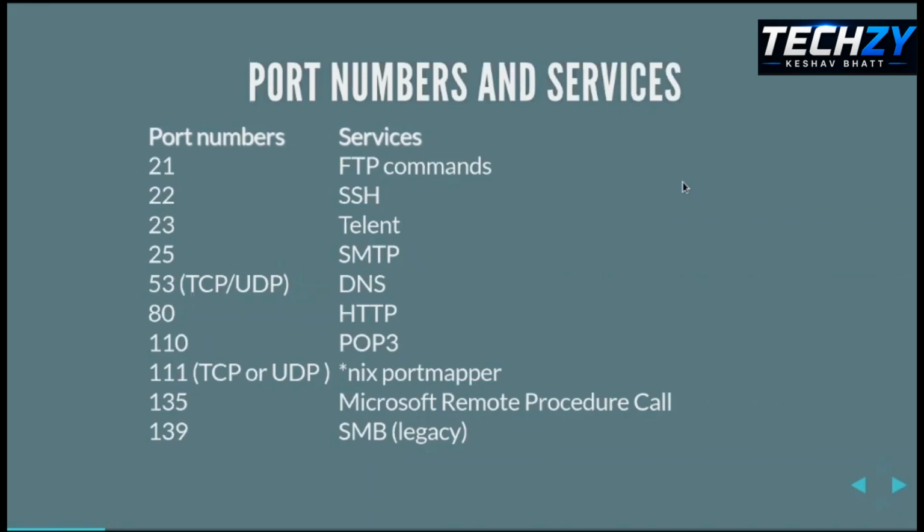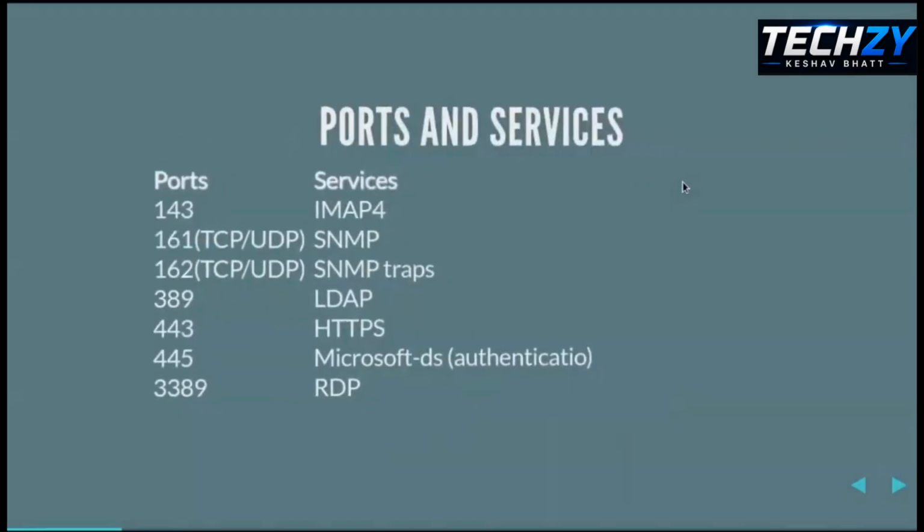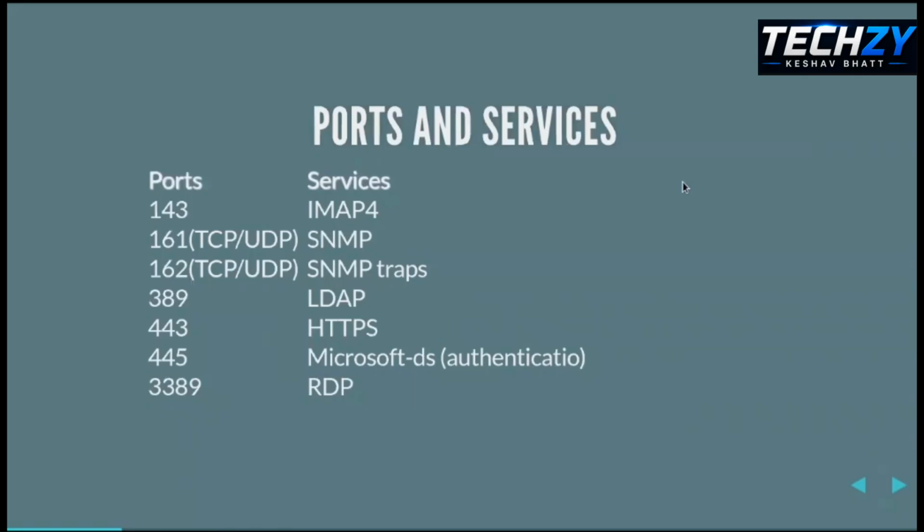When you actually scan a target, some of the port numbers make it quite easy to determine which particular operating system we are trying to connect to. Say if you get 135 or 139, it definitely means it's a Windows. There are some additional ones. For IMAP4 it is 143, for SNMP and traps it is 161 and 162.